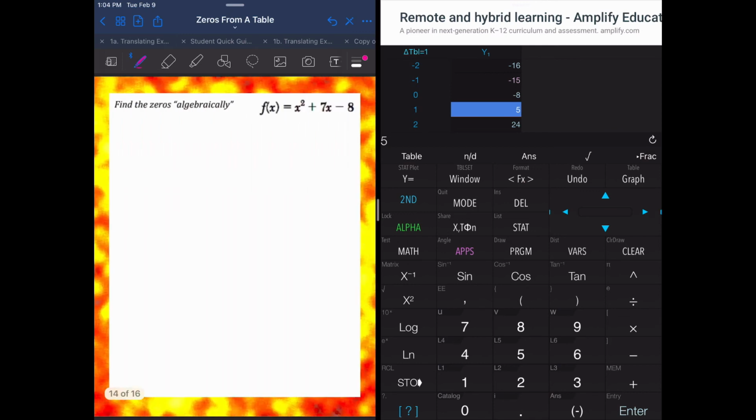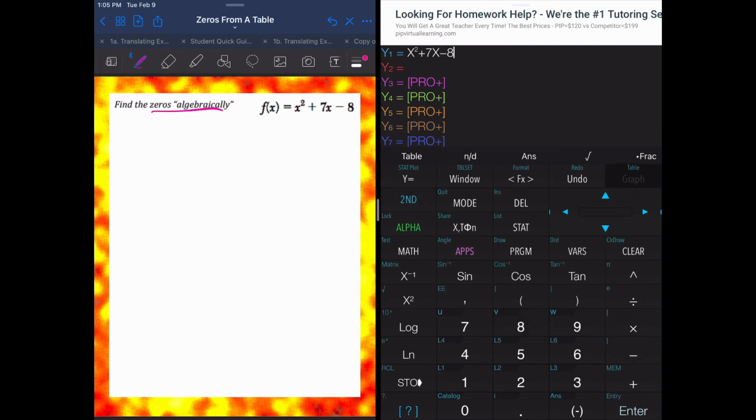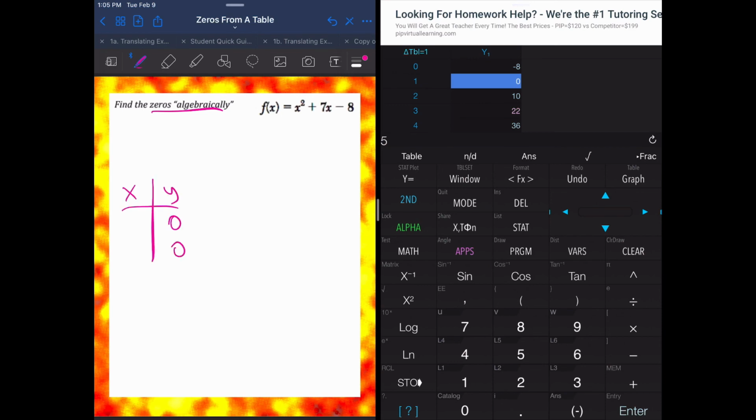Okay, let's do another one. They want you to find the zeros algebraically. That is not going to happen. We're going to use the calculator and pretend we did this algebraically. So go ahead, hit y equals, type that in, and what are the 2 zeros that you get? Here's how you do this. X squared plus 7x minus 8. Hit second graph. One of them pops up right away. It is 1, and the other one is -8.